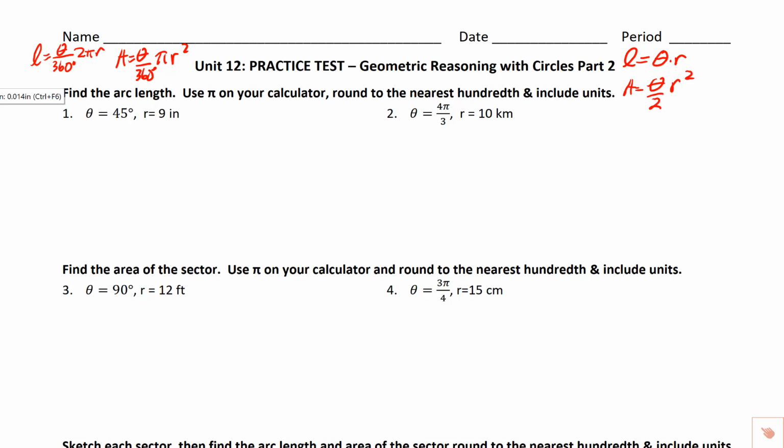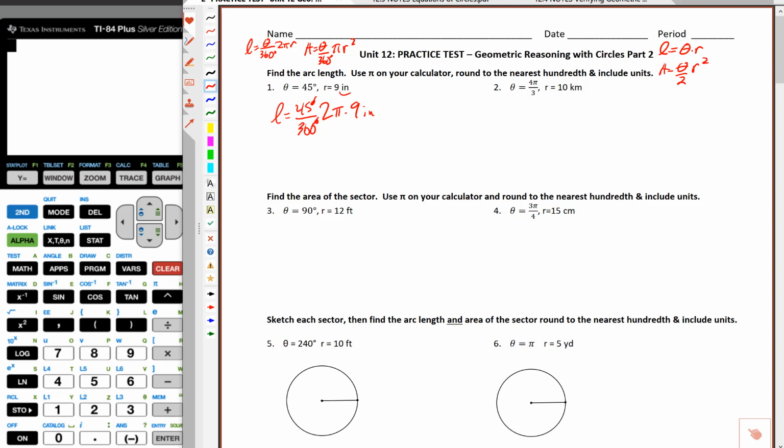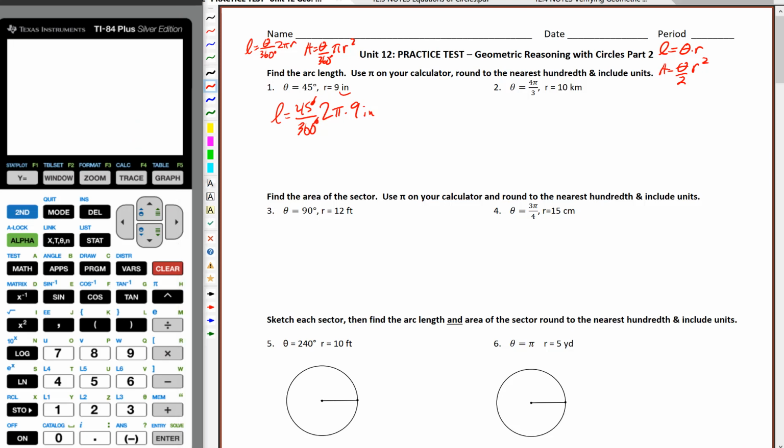So here we go. It says find the arc length. Use pi on your calculator, round to the nearest hundredth, and include the units. So notice that this is in inches here. So I'm going to do arc length. It's going to be 45 over 360. Those are both in degrees, but those would cancel off. And then we're going to do 2 times pi times r, and that's going to be 9. Technically in inches, if you put that now or put it later, that's totally fine. And then I'm going to pull up the calculator and have it compute what the answer is. So let's see what we get here.